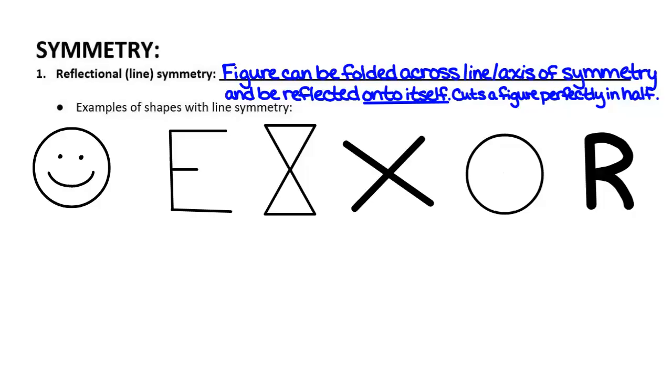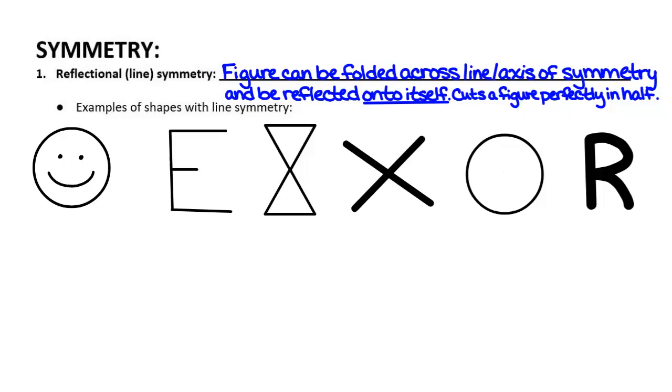All right, so symmetry. There's 2 types of symmetry we're going to talk about. One of them is reflectional or line symmetry. That's what we have right here. When we have line symmetry, that means the figure can be folded across a line, what we call the axis of symmetry, and it can be reflected onto itself. Cuts a figure perfectly in half. It has to line up perfectly with the other side.